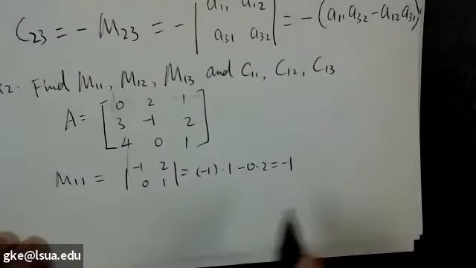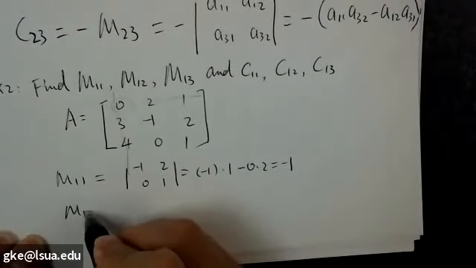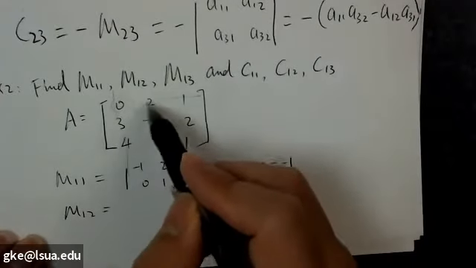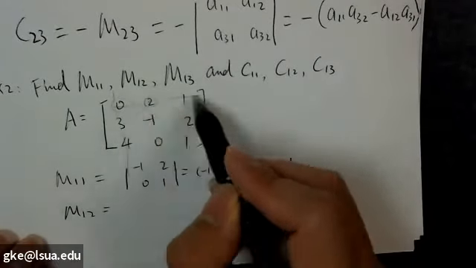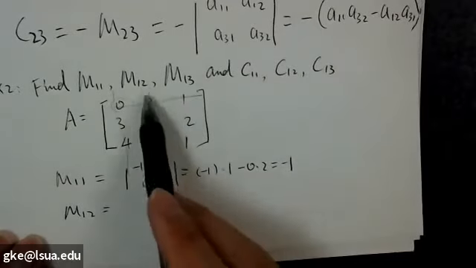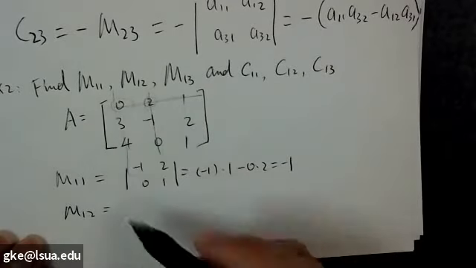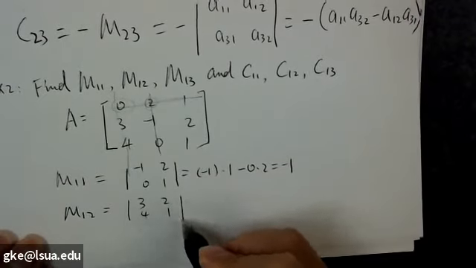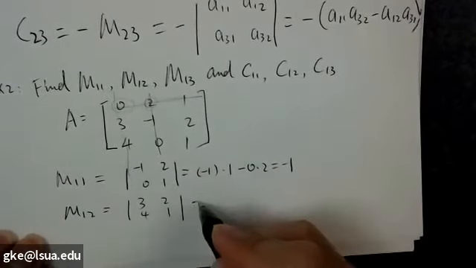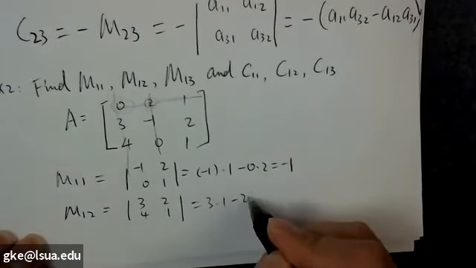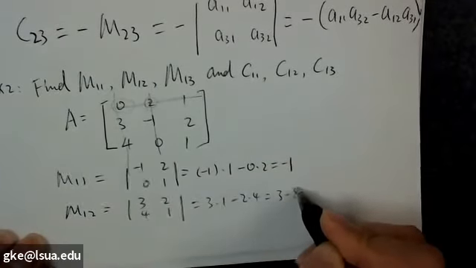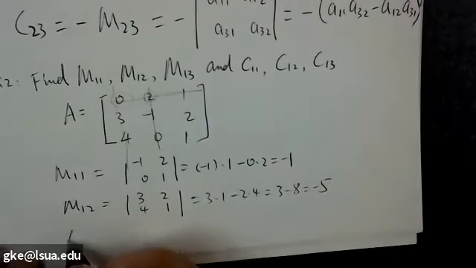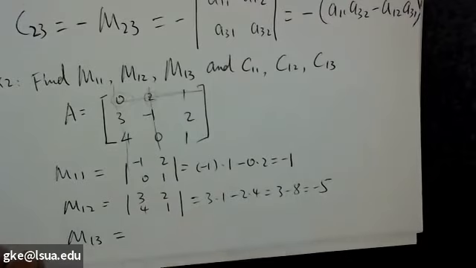And for M12, what's that going to be? M12 is going to be this one. So cross out the row and the column of M12. So we get 3, 4, 2, 1. Right? And 3 times 1 minus 2 times 4 is -5. And the last one, M13.